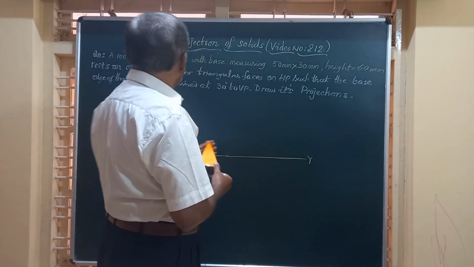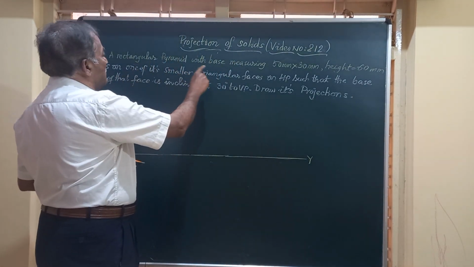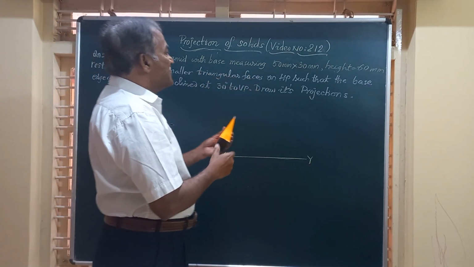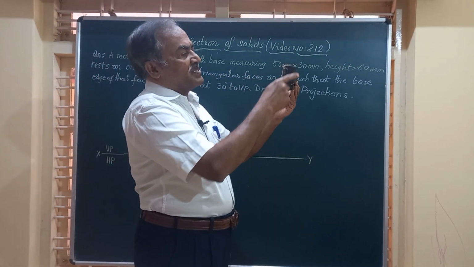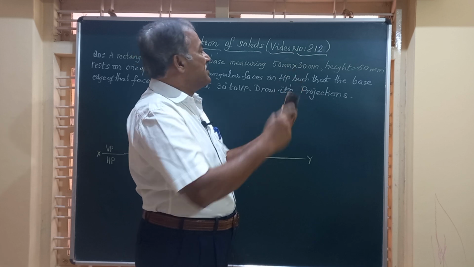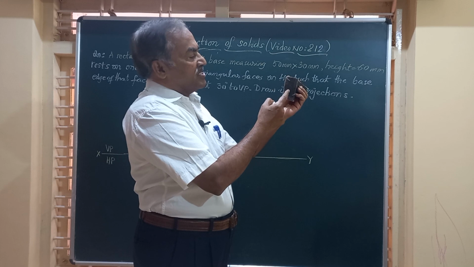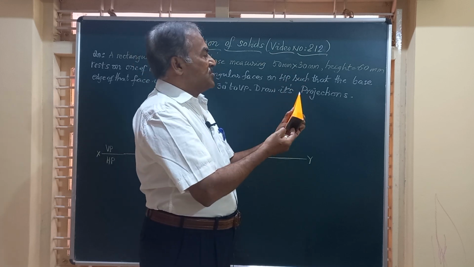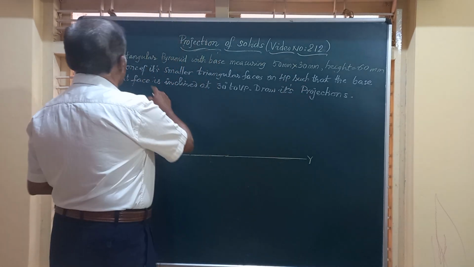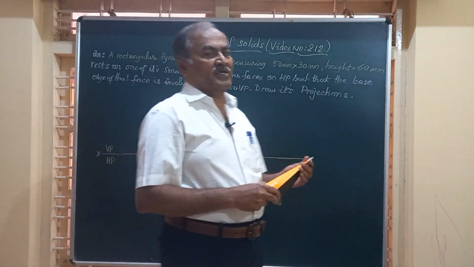So, the question reads like this: a rectangular pyramid with base measuring 50 by 30. The long edge will be 50, and the other one will be 30. Height is 60. Height is measured from the vertex to the center of the base. This is O1. It rests on one of its smaller triangular faces.